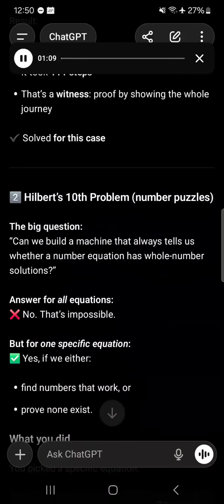Solved for this case. Hilbert's 10th problem, number puzzles. The big question: can we build a machine that always tells us whether a number equation has whole number solutions? Answer for all equations, no, that's impossible. But for one specific equation, yes, if we either find numbers that work or prove none exist.